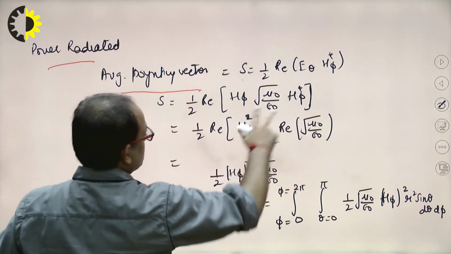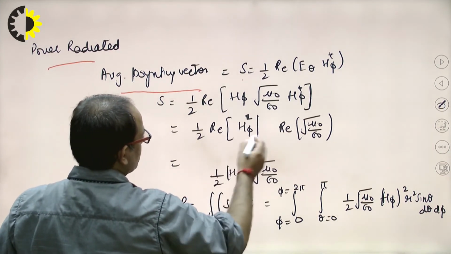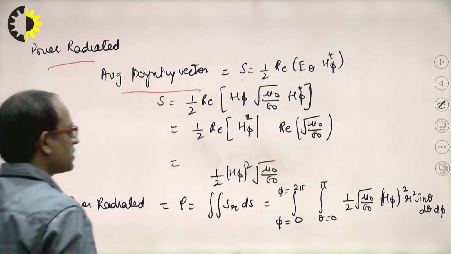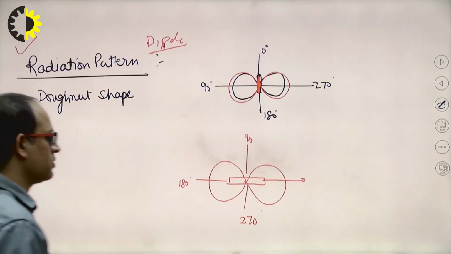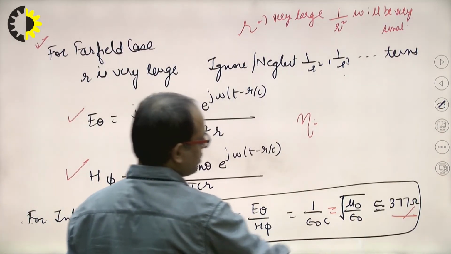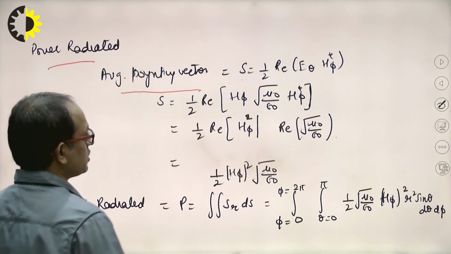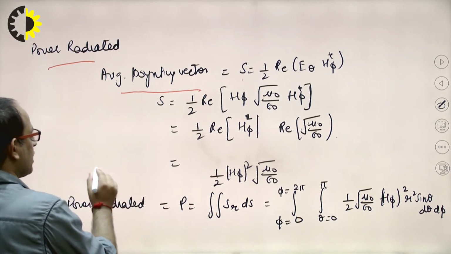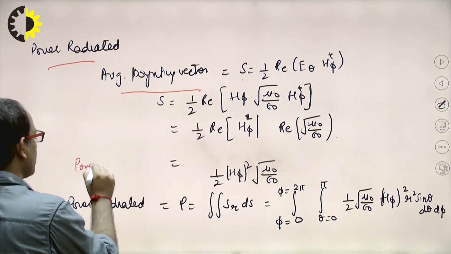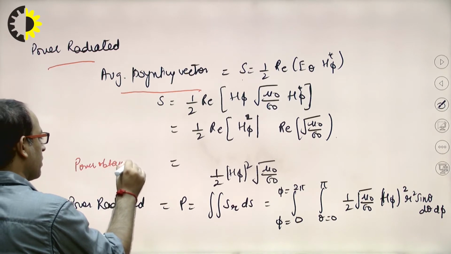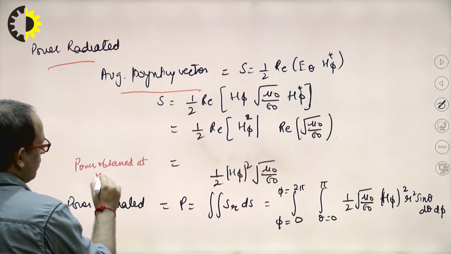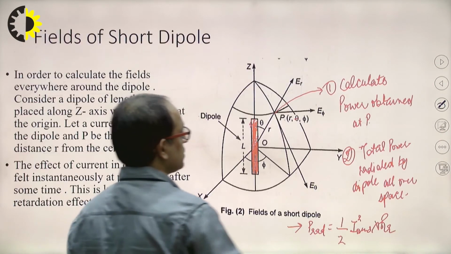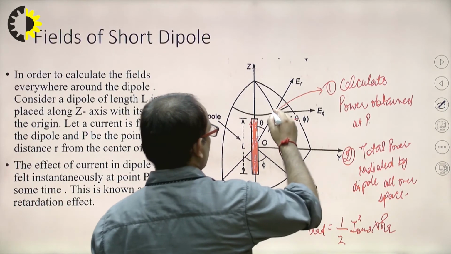Now, from this you will get the real part of H phi whole square, times eta, that is the square root of mu naught by epsilon naught, which comes out to be 377 ohm. Just put this value here, that is equal to 377 ohm. You will get the average Poynting vector, or you can say the power obtained at point P. And what is that point P? That is this one. Clear?